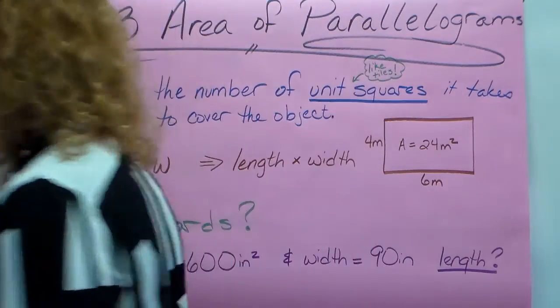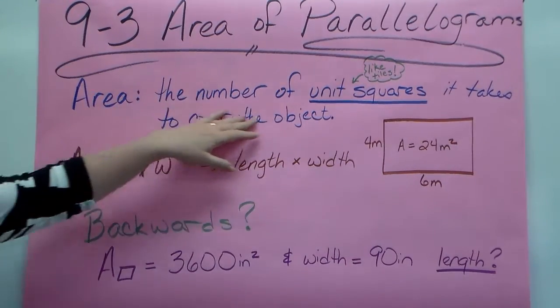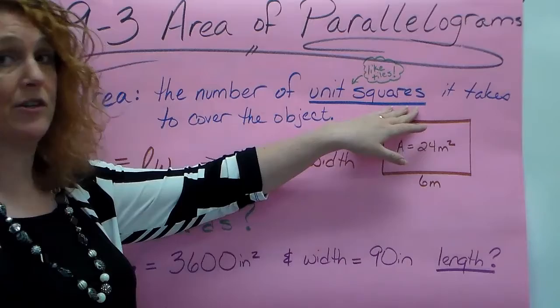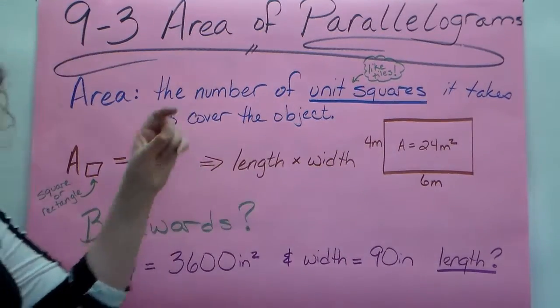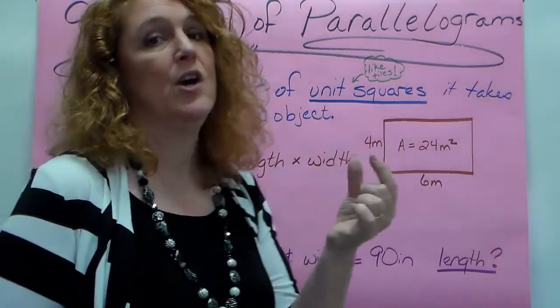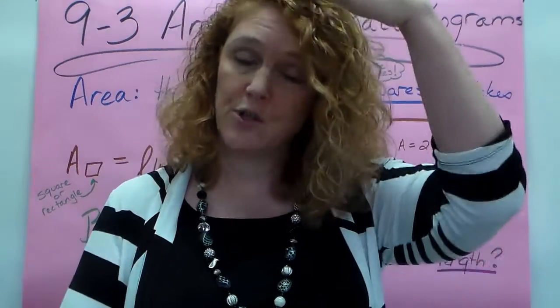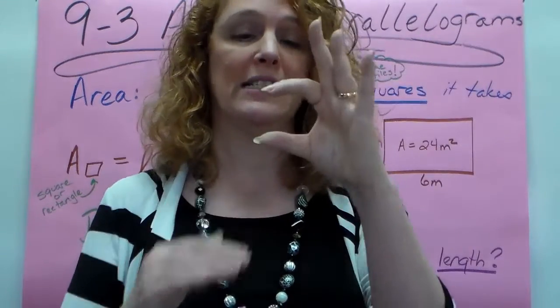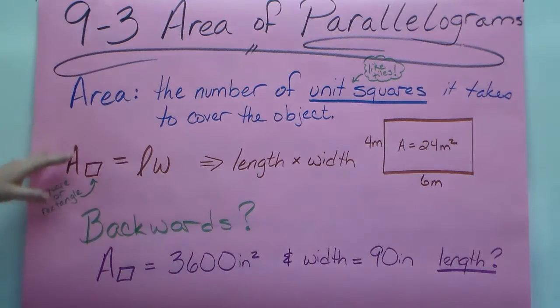So, when we're looking for the area, I need you to understand that area means the number of unit squares, like tiles, that it takes to cover the object. How many little unit squares? What's a unit square? Well, it could be a foot square, it could be a meter square, it could be an inch square. It's a little square. How many of those does it take to cover your object?